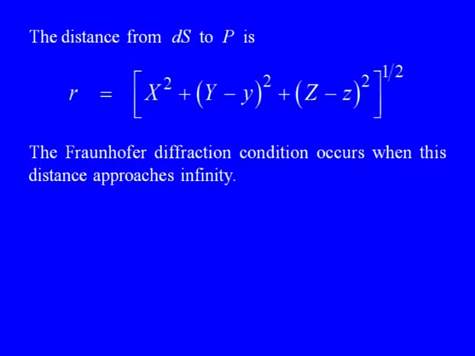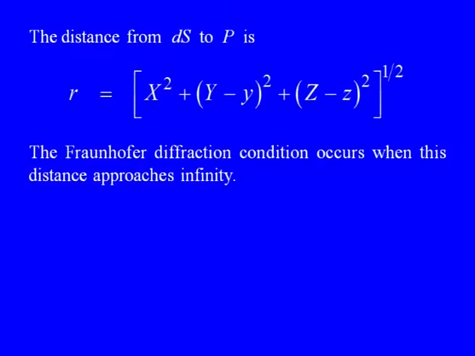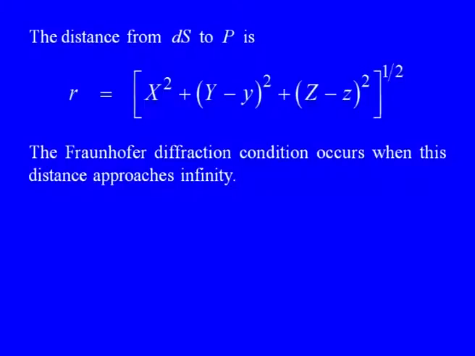Now, the distance from dS to point P naturally is given by this expression. Small y is not appearing, small x is not appearing here because that is 0 for the plane of aperture. So, this is the distance capital X square plus capital Y minus small y square plus capital Z minus small z square whole raised to the power half. If Fraunhofer diffraction condition occurs, we know this distance must approach infinity, must be very large.